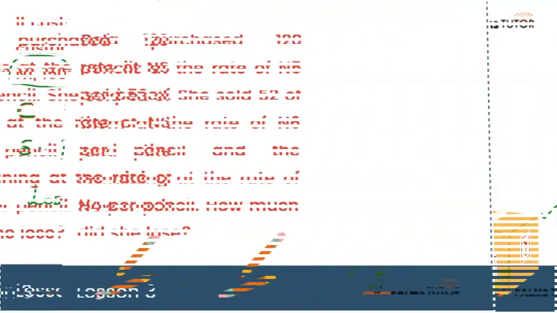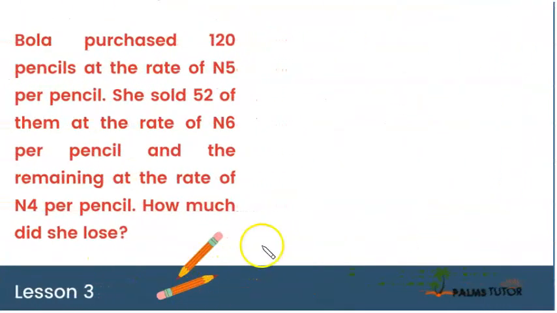Let's see another example. Wow, this seems so long, but we should try to bring out our information. Now, Bola purchased 120 pencils. Sometimes we are not talking about just one good, and that could be tricky because you now have to calculate the cost price of the number of items that we are talking about.